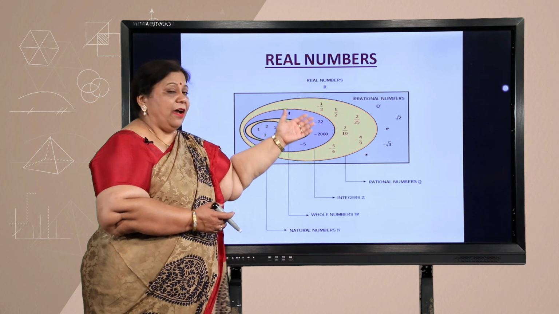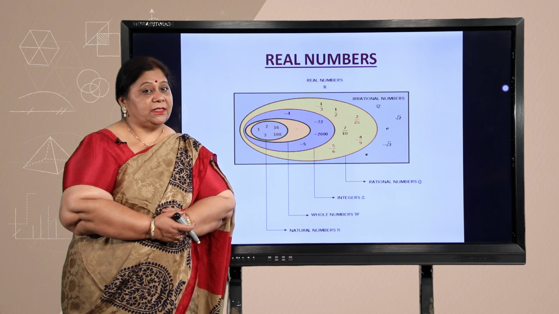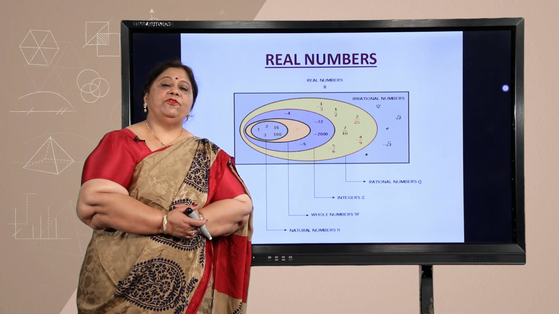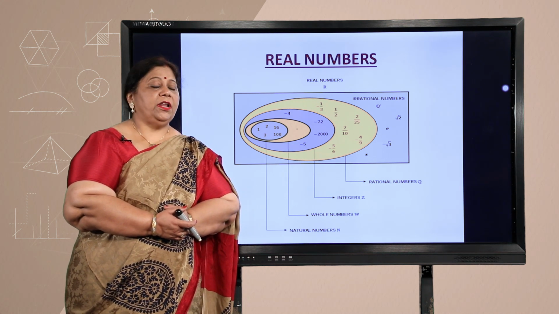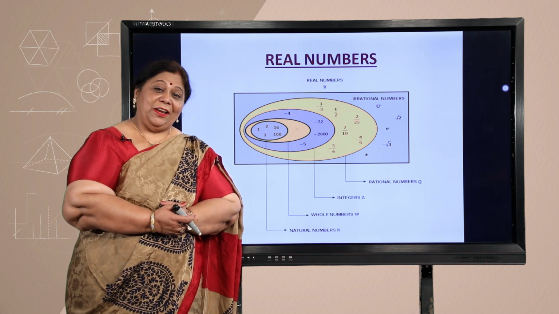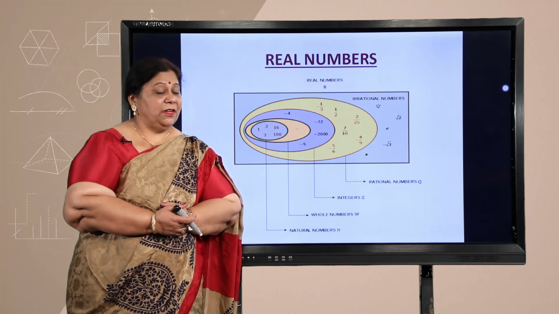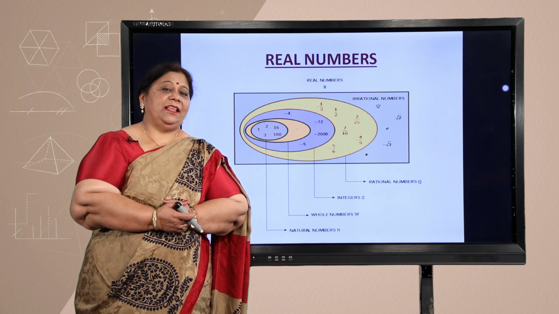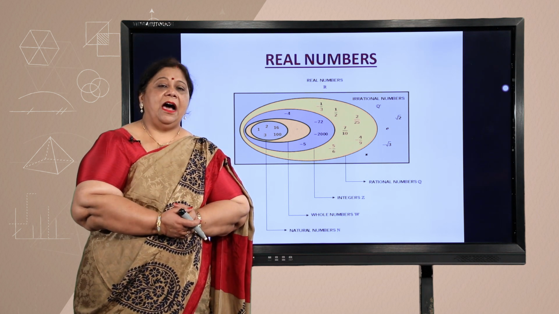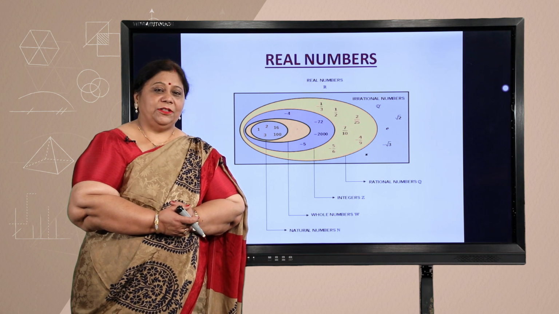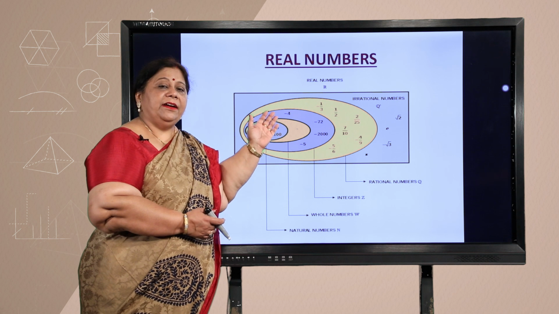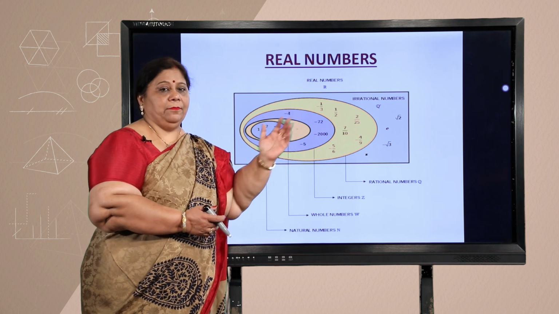After that, we have also studied what are rational numbers. What are rational numbers? Any number which can be expressed in the form p by q, where q is not equal to 0 is known as a rational number. Then we also refer to irrational numbers. What are irrational numbers? The numbers which we cannot represent in the form of rational numbers are known as irrational numbers. So, we are dealing with real numbers. Real numbers consist of rational numbers and irrational numbers.